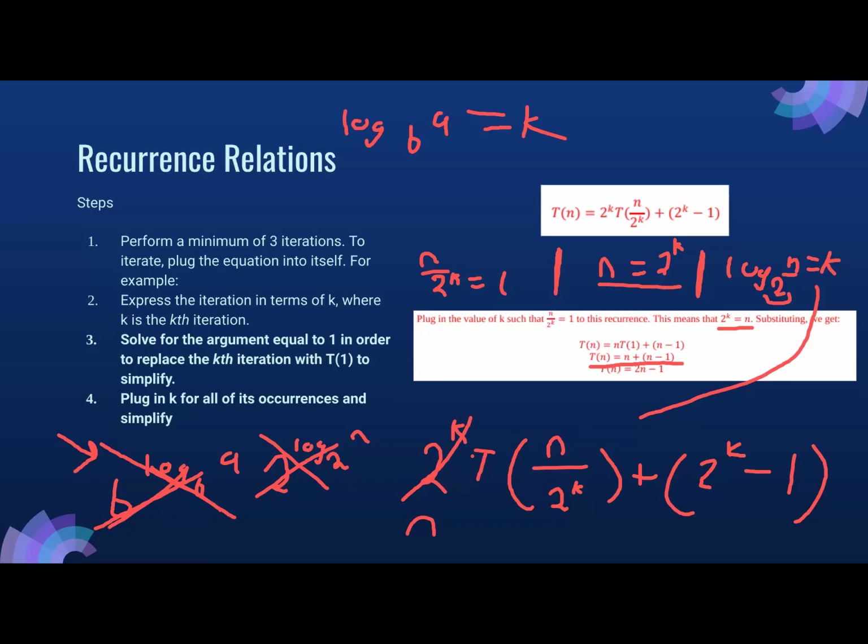Same thing over here, right? This becomes 1 because it's the base case. So we have T of 1. And then again, we have 2 to the log 2 of n, which is just n, minus 1. And this is the exact same thing.